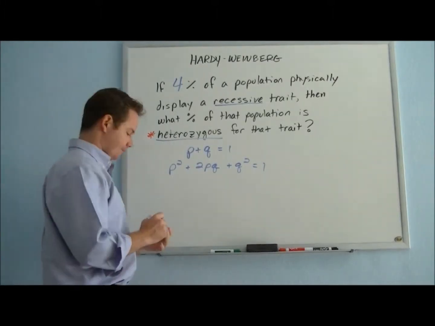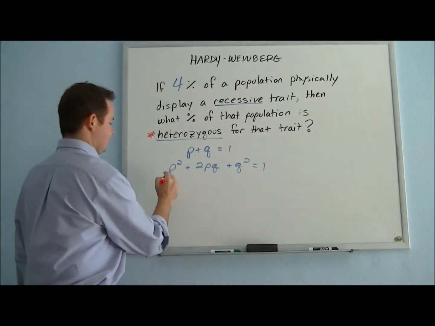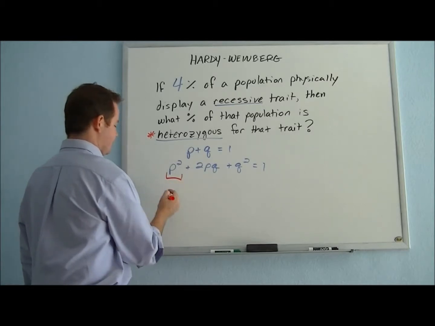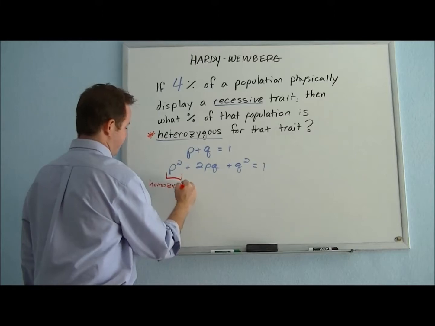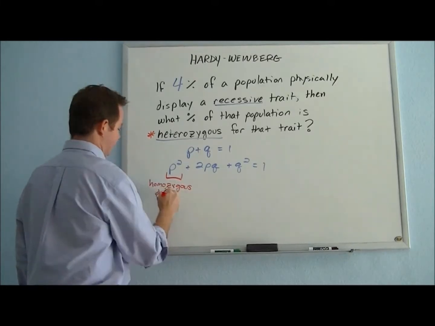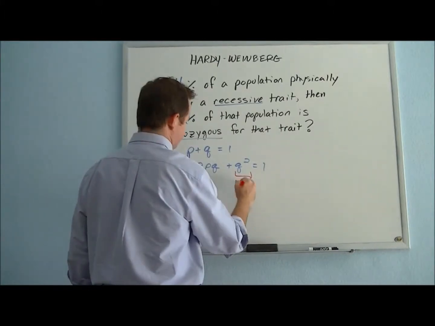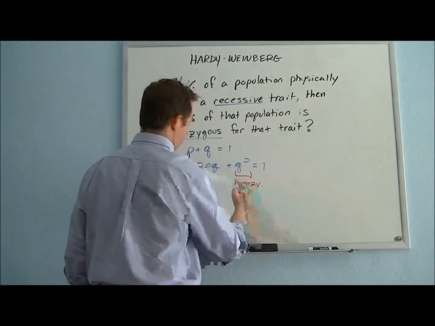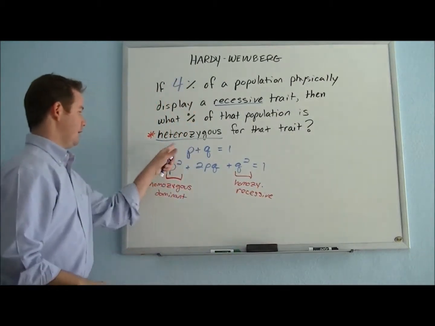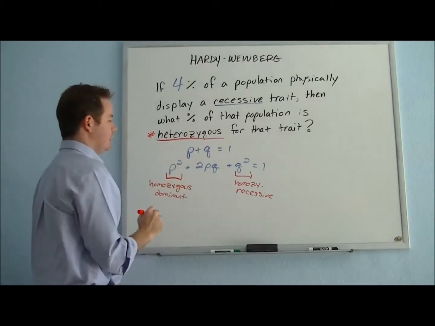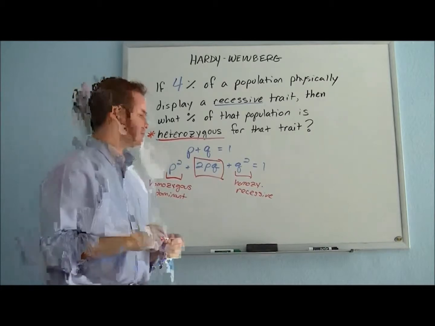So here we go. One thing we mentioned in our first video, which I'll reiterate here just to make sure we understand, p squared represents your homozygous dominant portion of your population. q squared represents homozygous recessive. And what we're being asked for in this question, the heterozygous portion of the population, is represented here by 2pq.